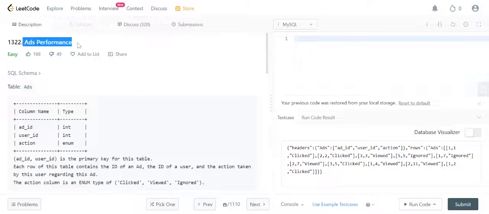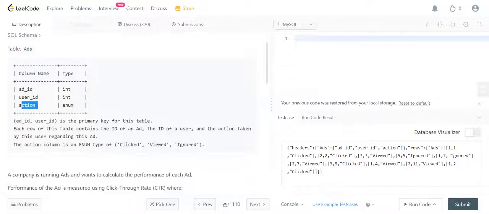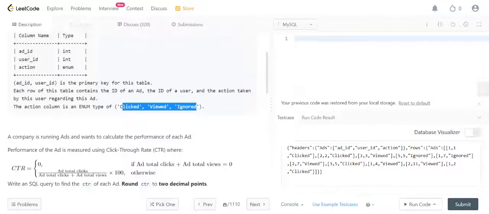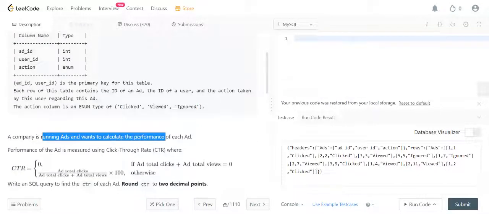Let's work on this particular SQL question, which is ad performance. So we have ad ID, user ID, and action. The action may be clicked, viewed, or ignored, right? This company is running ads and wants to calculate the performance of each and every ad.